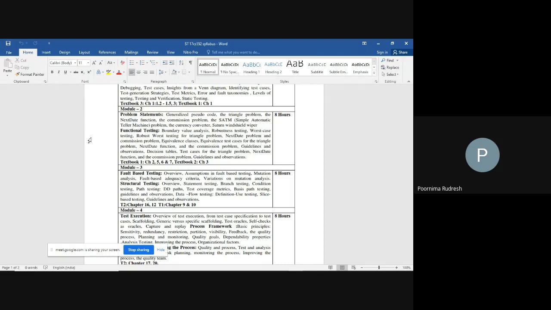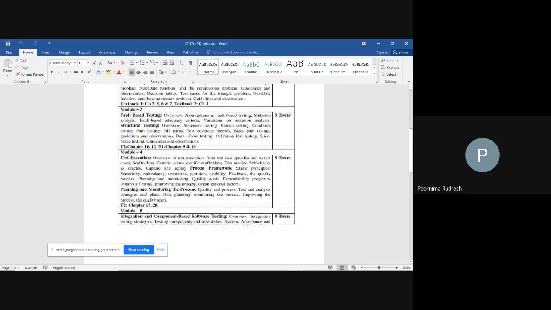Next, you're going to study about the test coverage matrix, basis path testing, guidelines and observations, data flow testing, definition use testing, slice based testing, guidelines and observations. So these topics you're going to study in module 3.